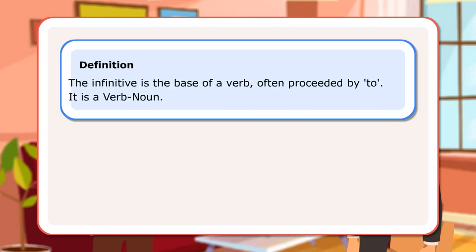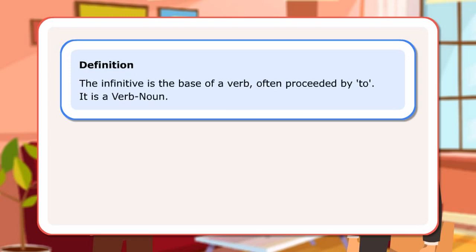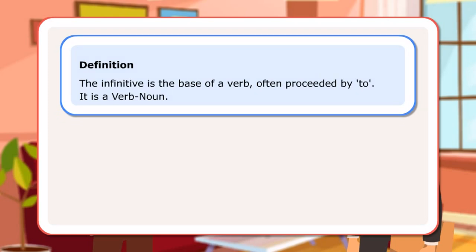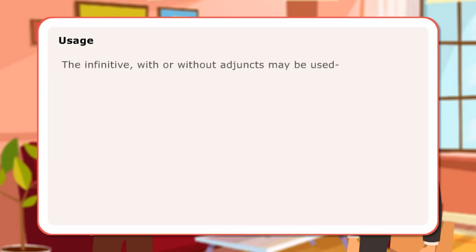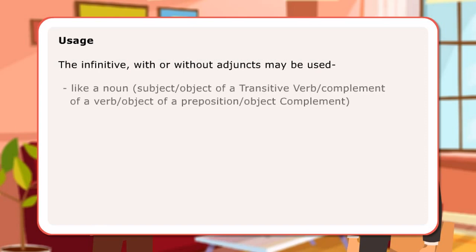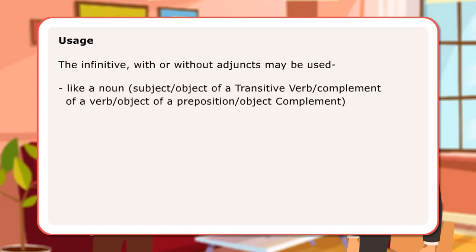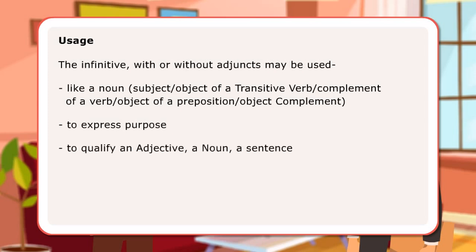Definition. The infinitive is the base of a verb, often preceded by to. It is a verb noun. Usage. The infinitive, with or without adjuncts, may be used like a noun: subject, object of a transitive verb, complement of a verb, object of a preposition, object complement, to express purpose, to qualify an adjective, a noun, a sentence.